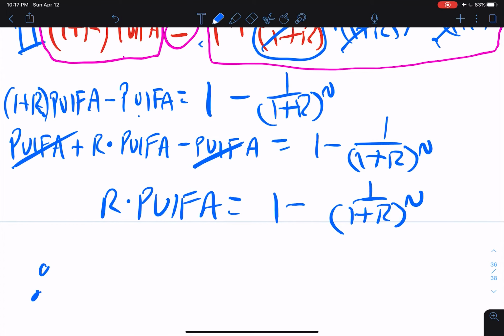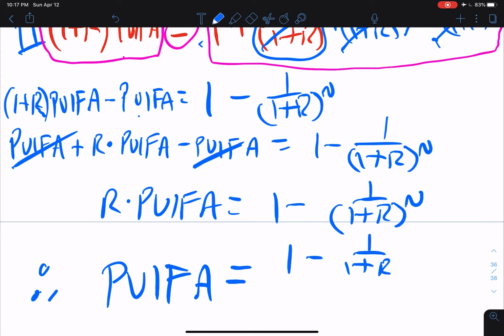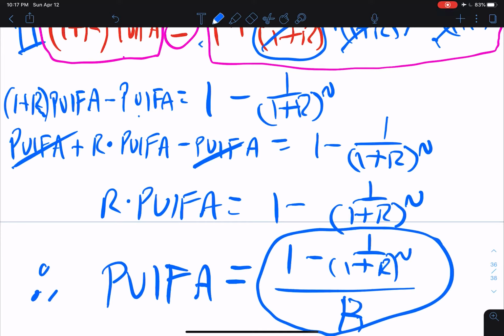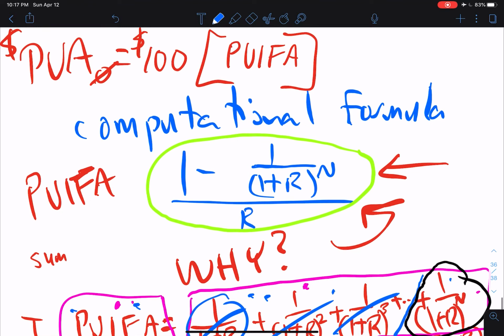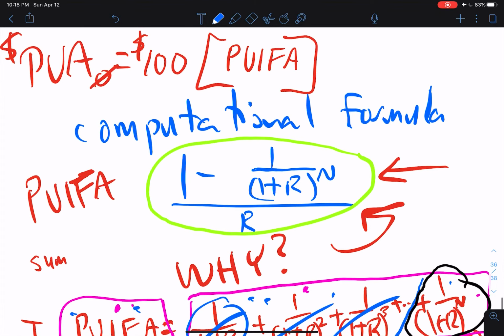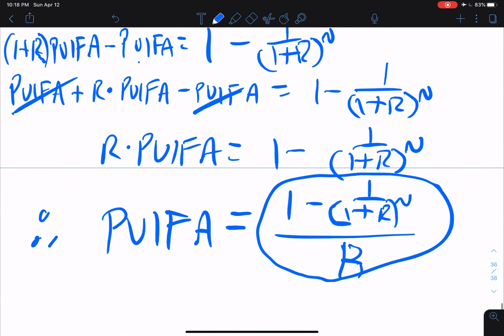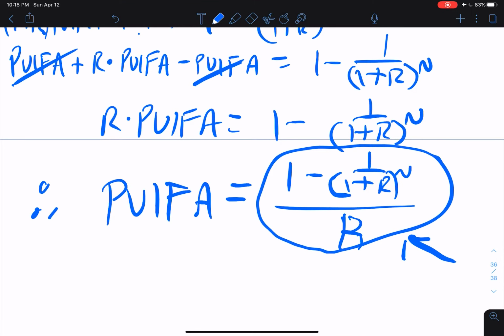And then therefore, PVIFA, we're getting what we're after. Here's what the PVIFA equals. 1 minus 1 over 1 plus r to the nth power all over r. So there we go. And we've proved what we wanted to prove. Okay. That is indeed equal to that. So that's a proof of a PVIFA.